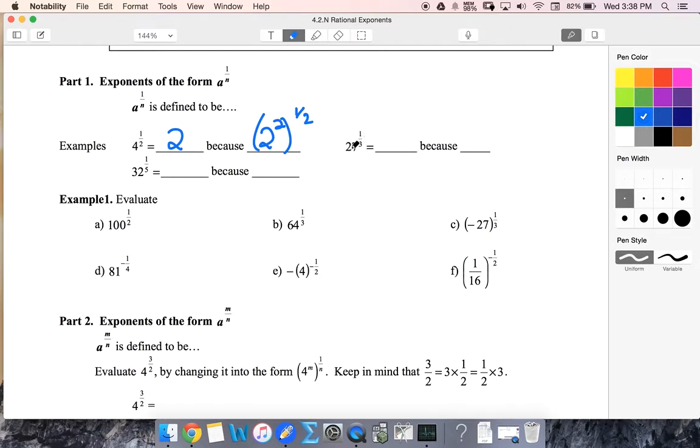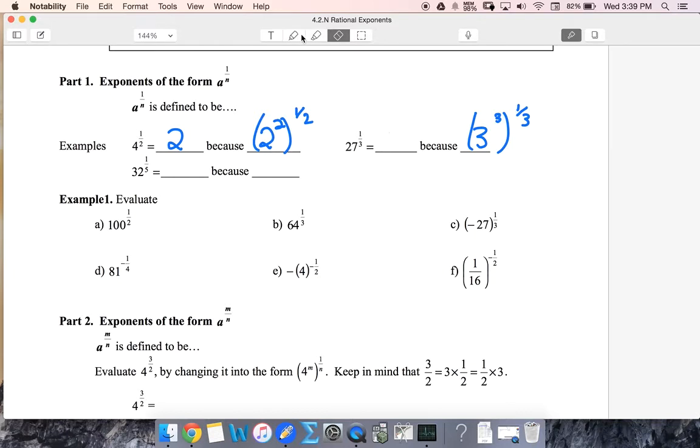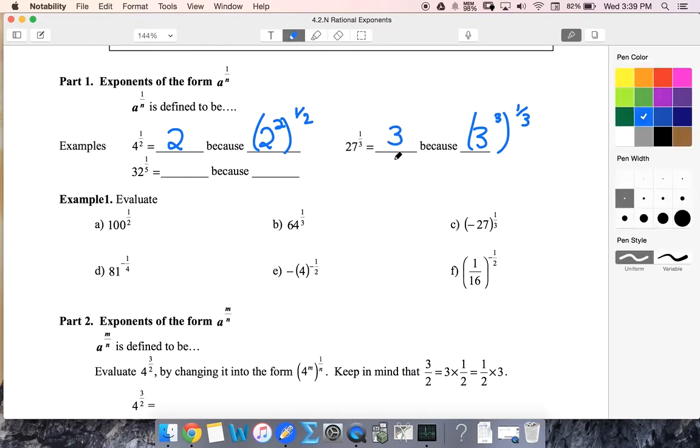27 to the 1/3. Well, let's think about 27, something with a power of 3. 3 to the 3rd is the same as 27. So 3 times 1/3 is going to be 1. So 27 to the 1/3 is not 1. 27 to the 1/3 is 3. Another way to say this is the cube root of 27 is 3. The square root of 4 is 2.